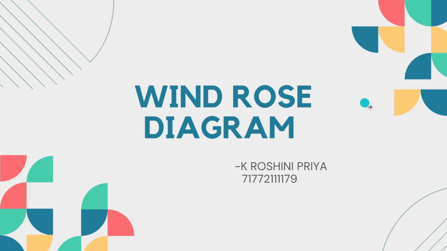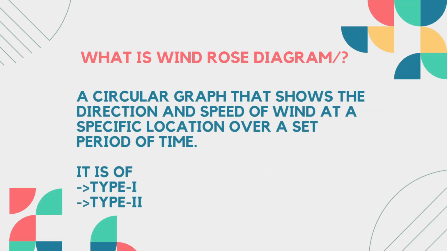So let us see about the windrose diagram in this PPT. So what is basically a windrose diagram? It is a circular graph that shows the direction and speed of wind at a specific location over a set period of time. It is of two types, which is type 1 and type 2. So let us see about type 1.